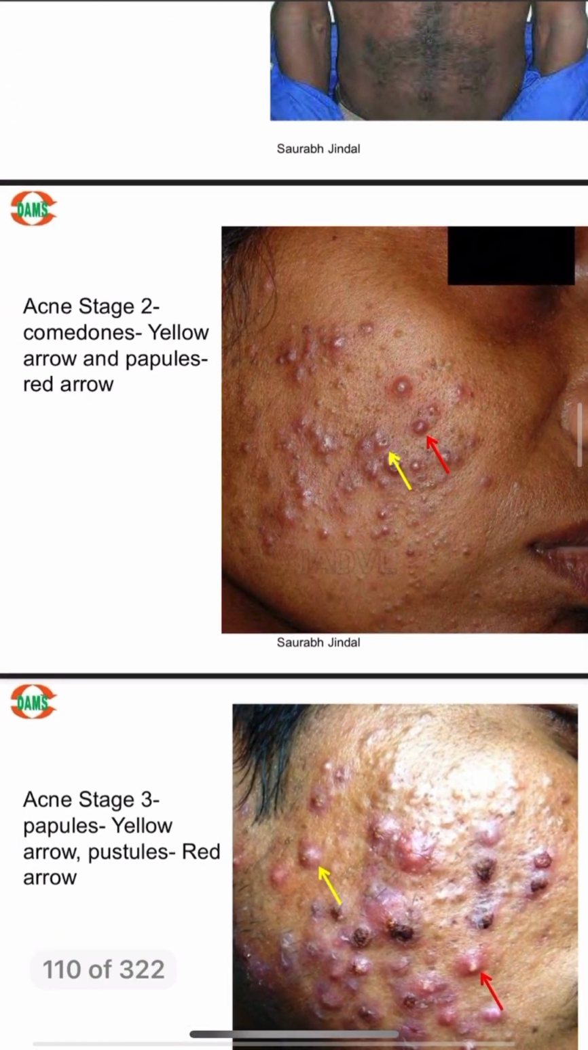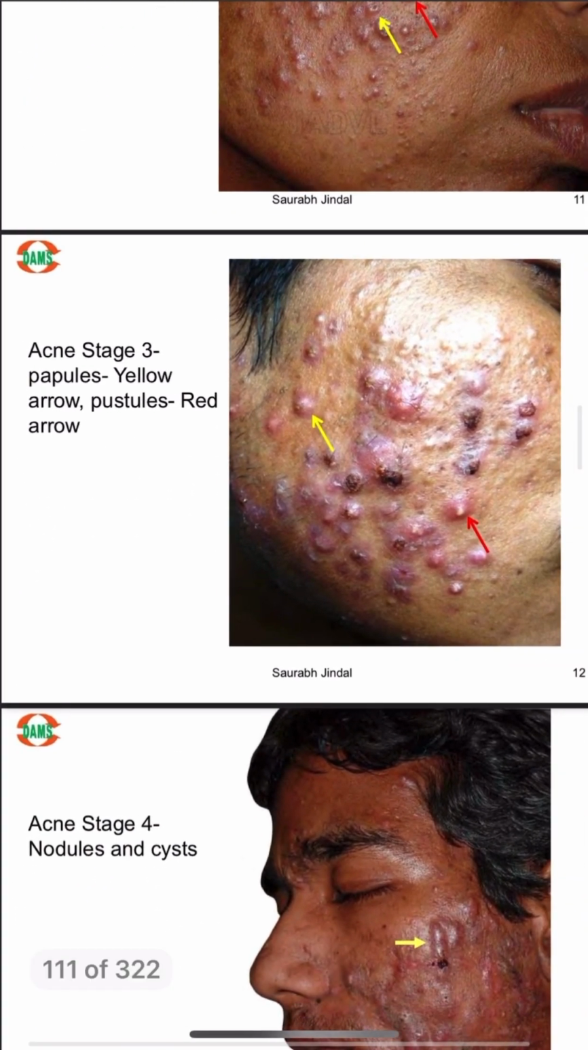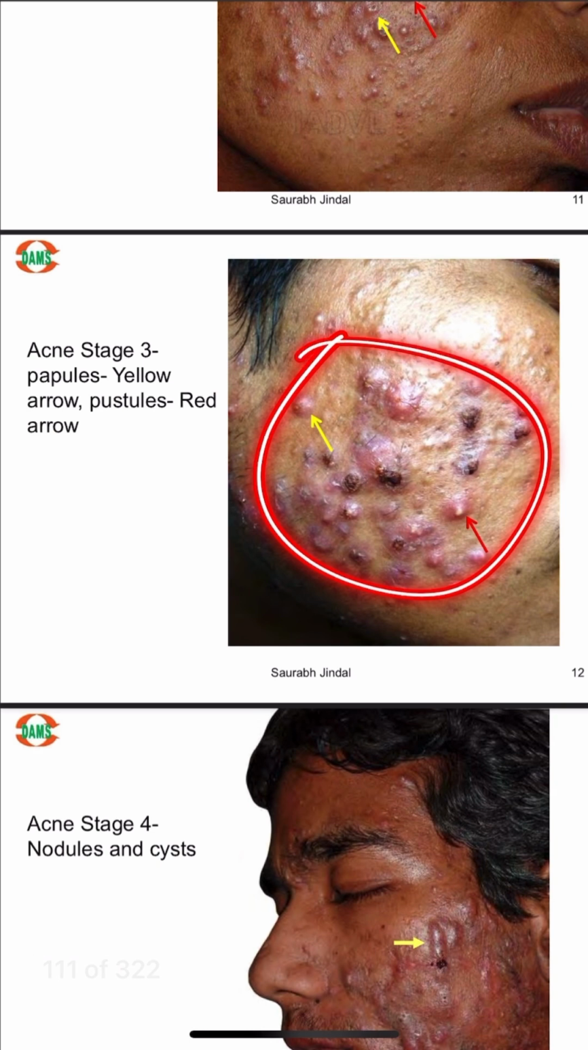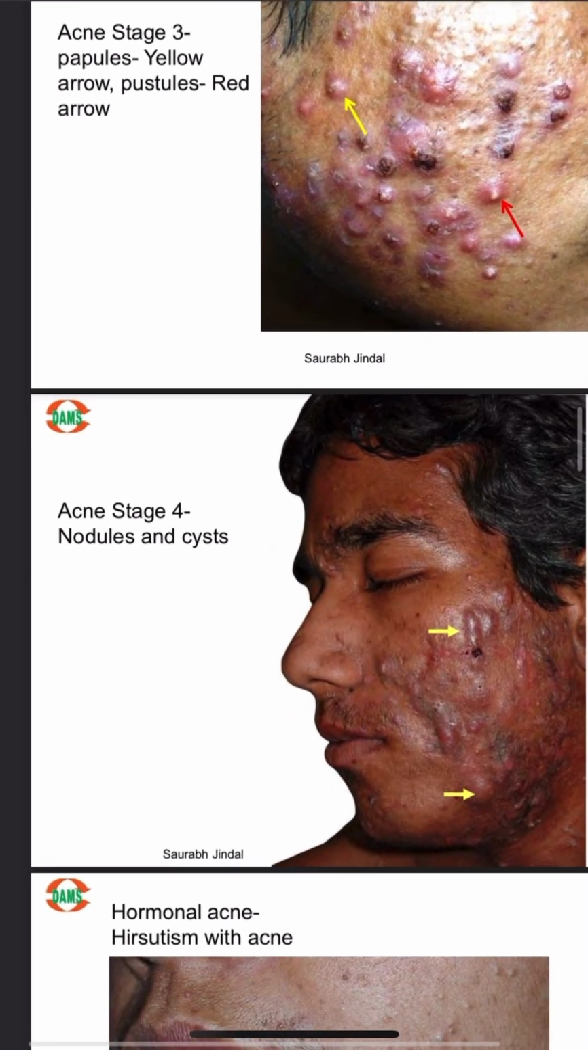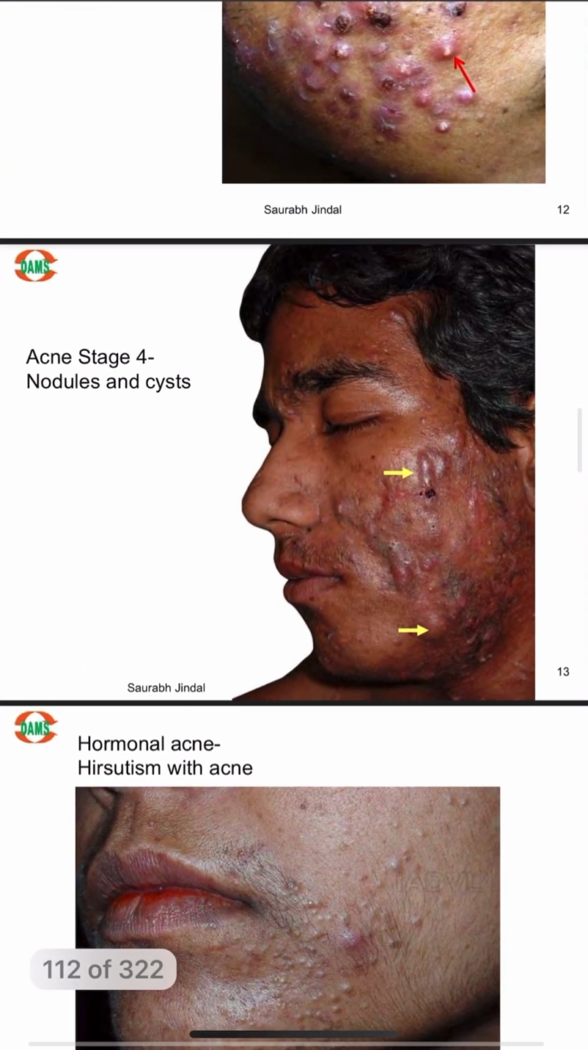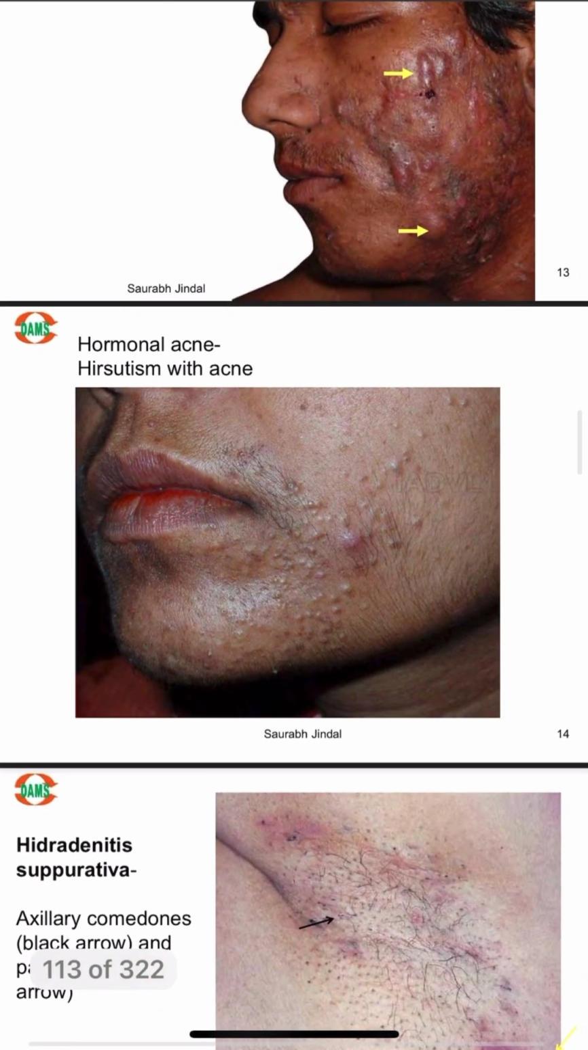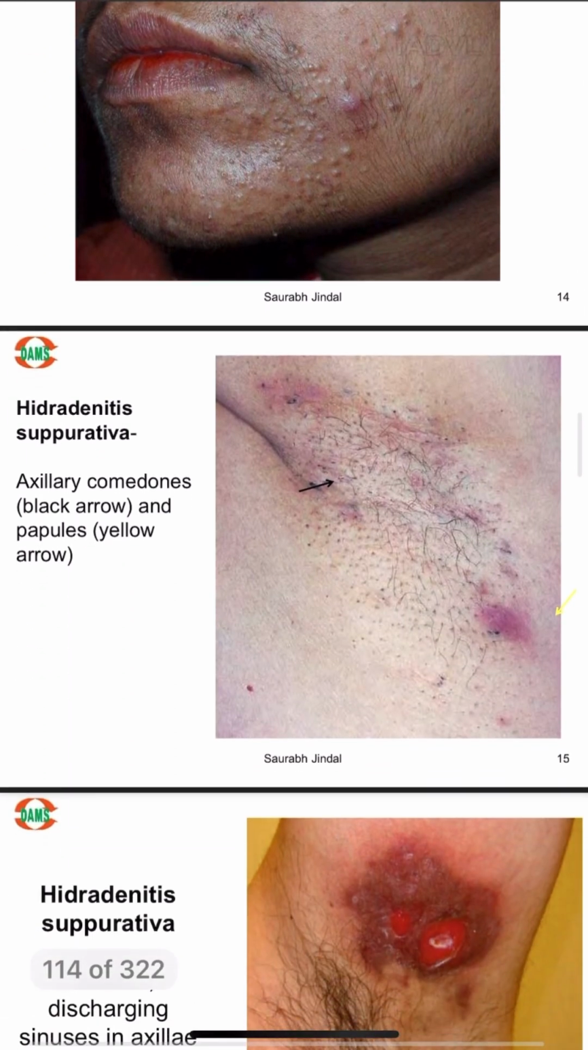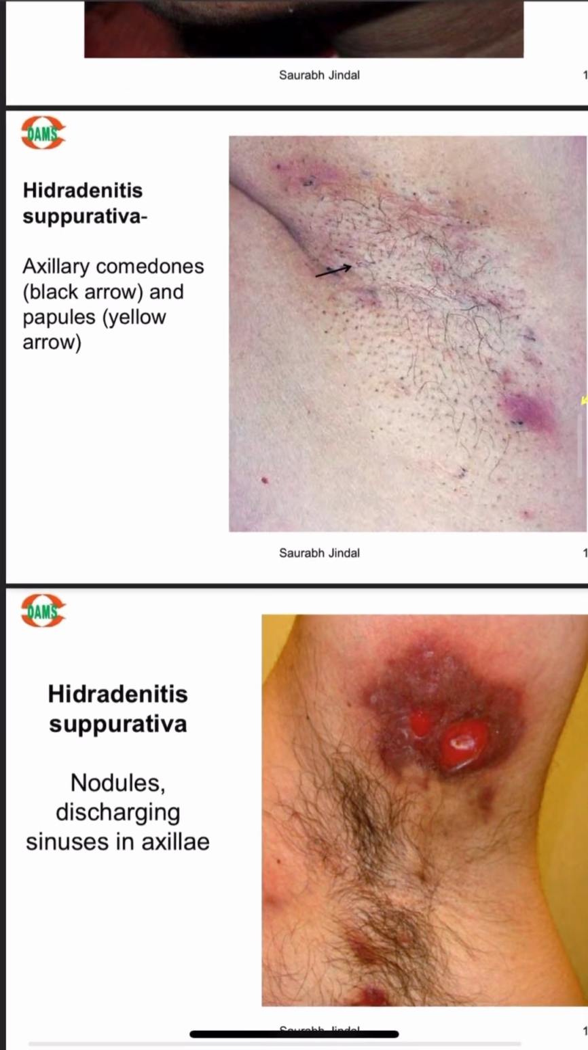This is acne stage 2, comedones present. Acne stage 3, papules. Acne stage 4, nodules and cysts. This is hormonal acne, hirsutism present with acne. These are some extra images.